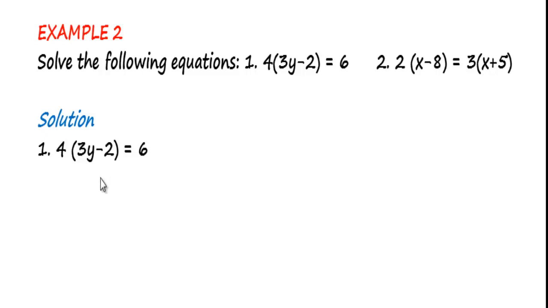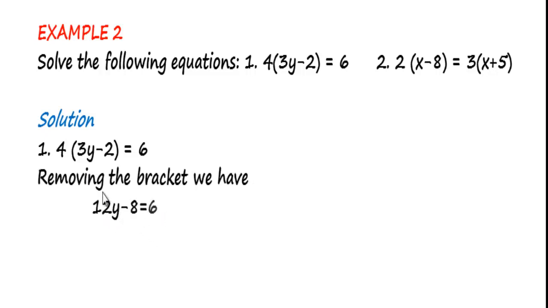Now solution. Number 1, 4 open bracket 3y minus 2 close bracket equals 6. The first thing is that you are going to remove the bracket. If you have watched the first part of algebraic expression, that is expression 1, a and b, you will have known how to remove brackets by now. But if you have not watched it, just pause this video and go back. Okay, now remove the bracket.